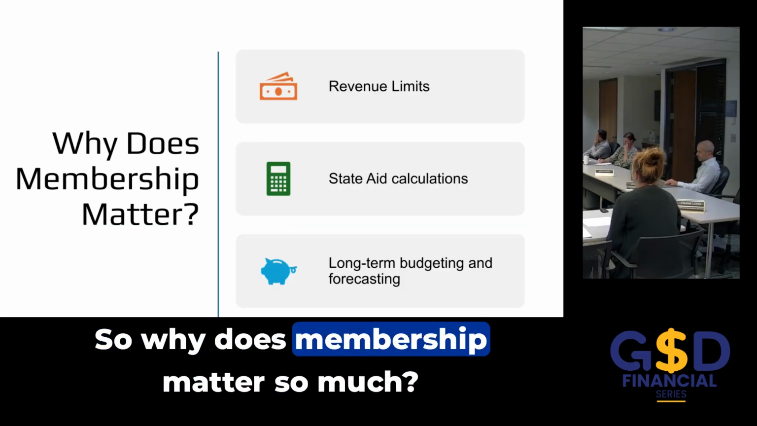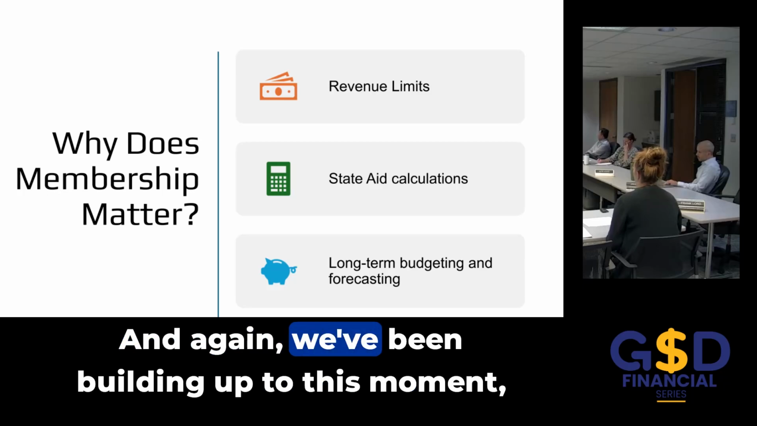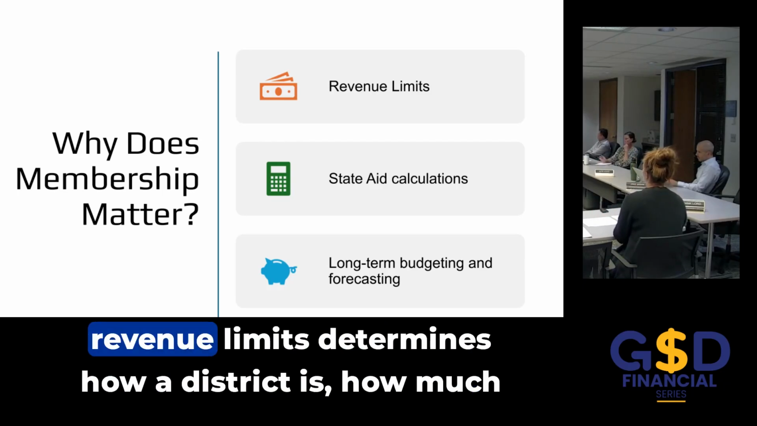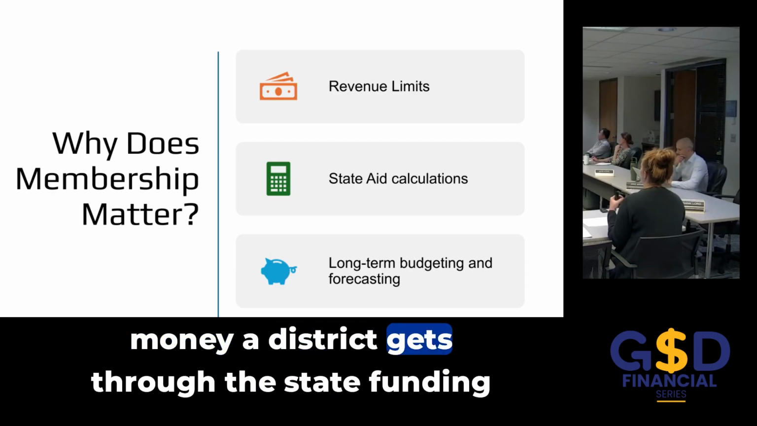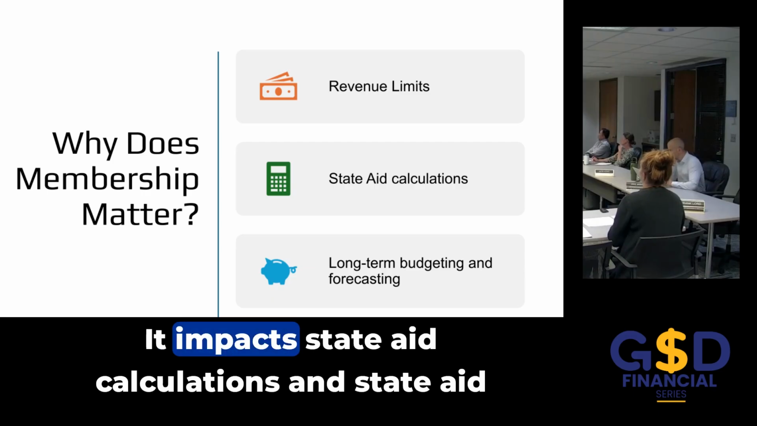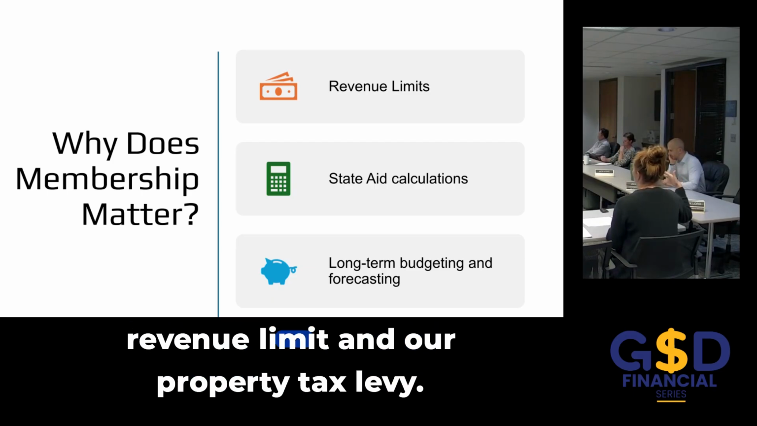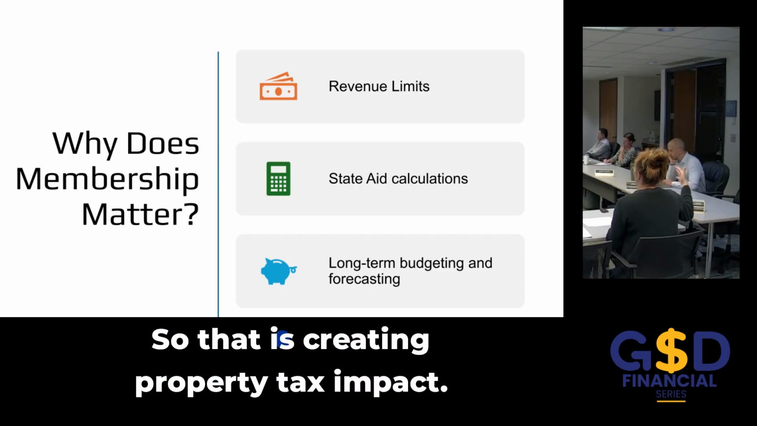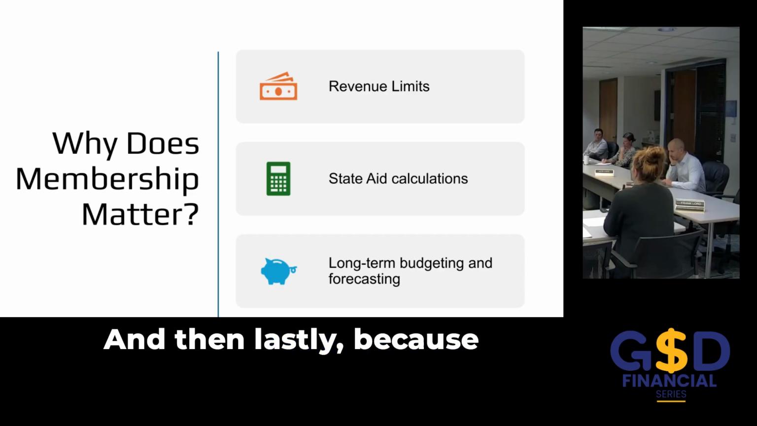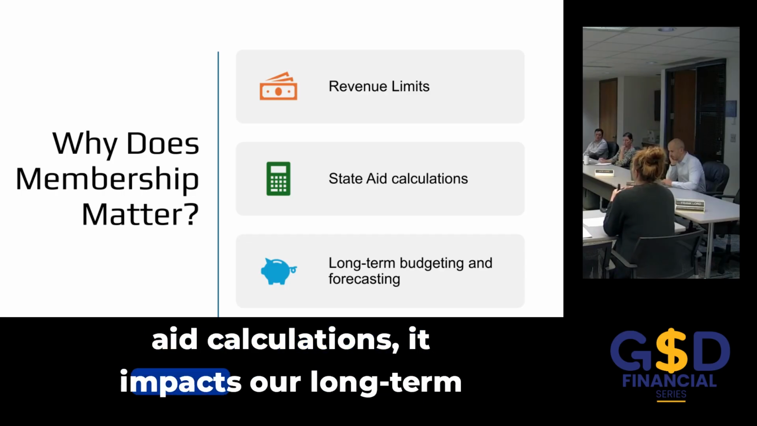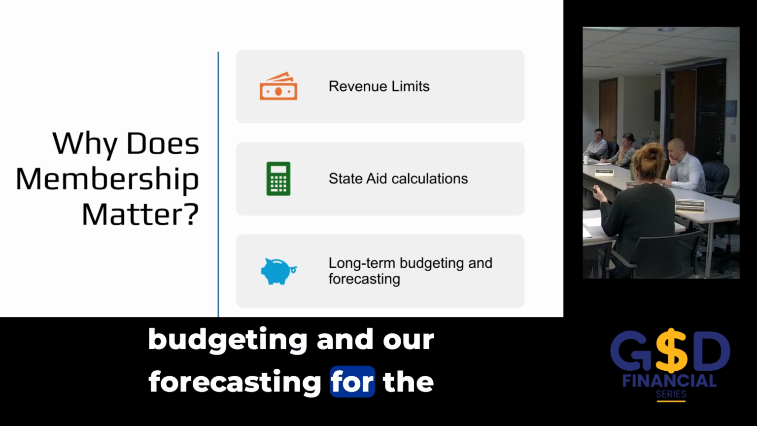So why does membership matter so much? And again, we've been building up to this moment, right? We've talked about how it impacts revenue limits, and revenue limits determine how much money a district gets through the state funding formula. It impacts state aid calculations, and state aid has that inverse relationship with our revenue limit and our property tax levy, so that is creating property tax impact. And then lastly, because it has such a large impact on revenue limits and state aid calculations, it impacts our long-term budgeting and our forecasting for the district.